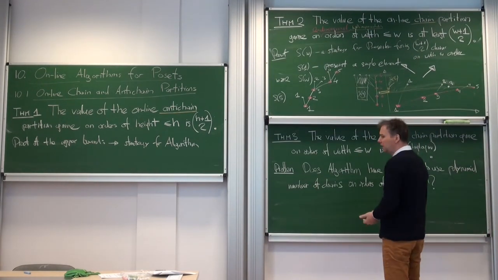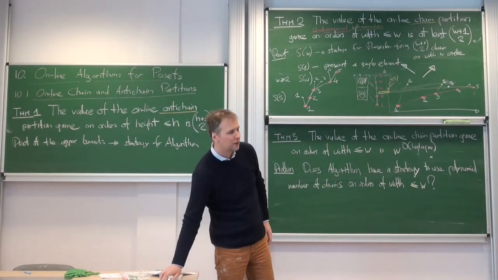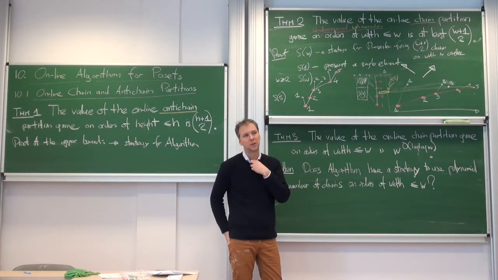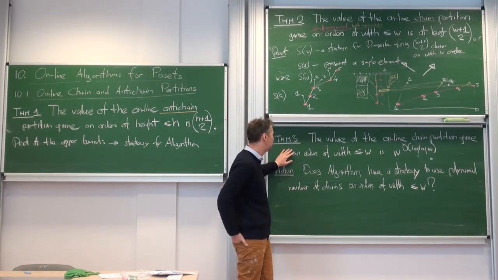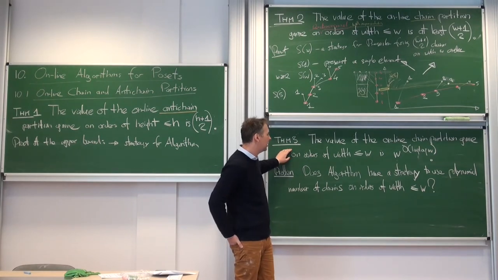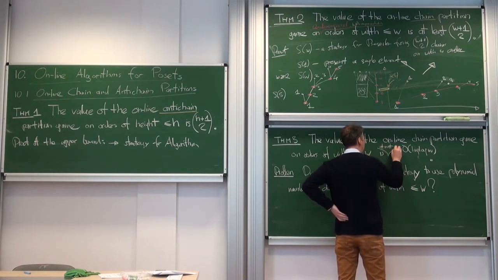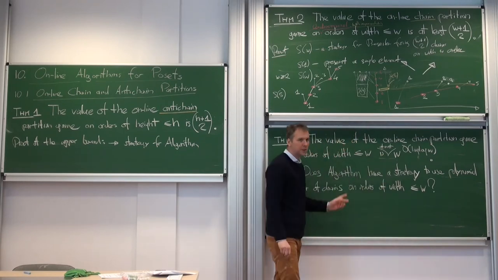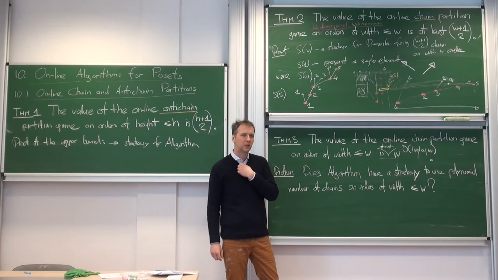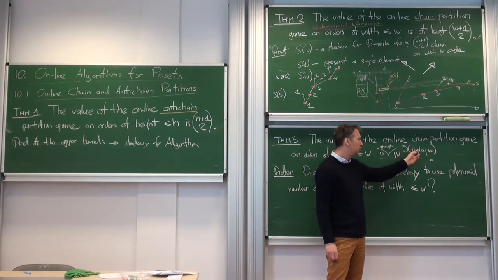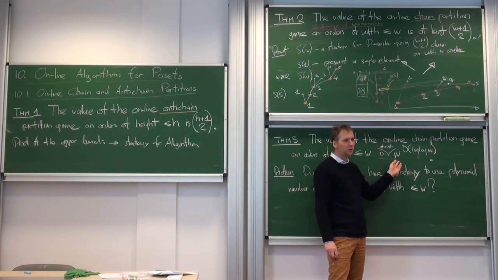already in the intro part, you've seen that the algorithm does have a strategy in the online chain partition game. And here it's quantified. The best we know is stated here in theorem 3. So the value of this game is, okay, it should be at most, obviously. So when the value is at most, what we are stating is a strategy for algorithm. Yeah. So the best we know is a strategy that uses a sub-exponential number of chains in terms of the width of the presented poset, yeah? So W to some polylog.